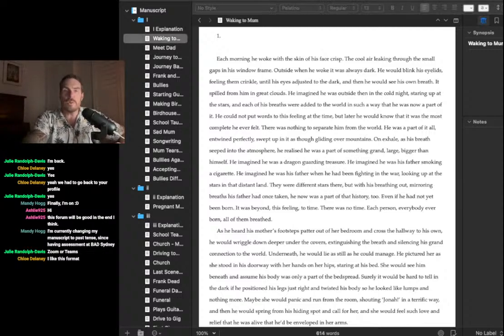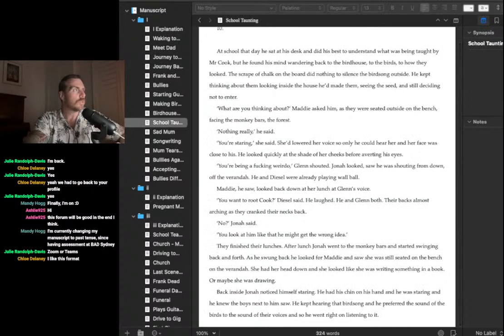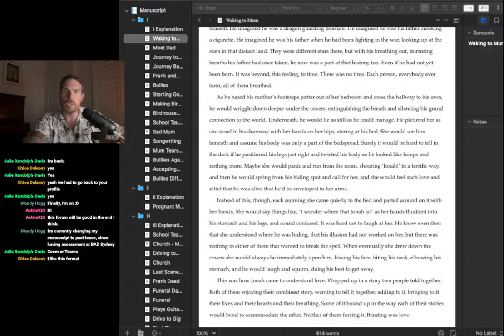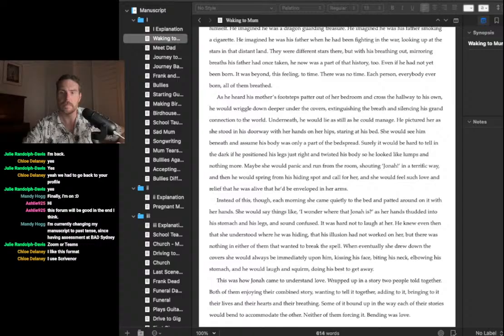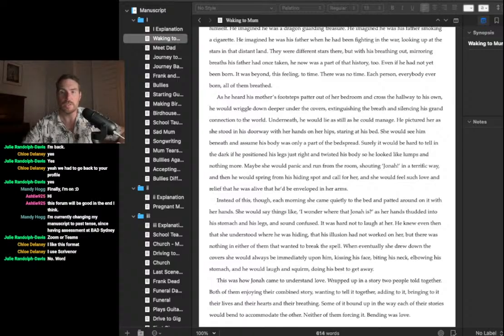But what do you all use? So I've got Scrivener up here. Do you all use Scrivener? Or do you use Word or Pages, or is there any other writing software that you all use? Yeah, Word, okay. You use Scrivener as well. Does yours look similar to mine, Chloe?